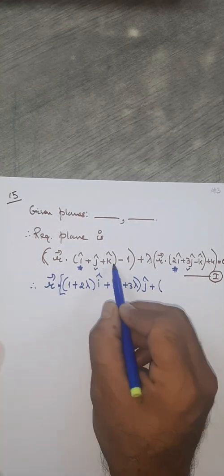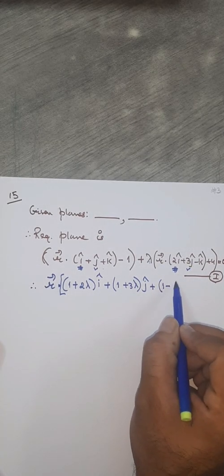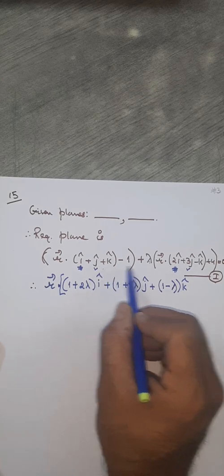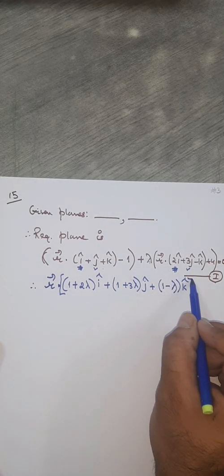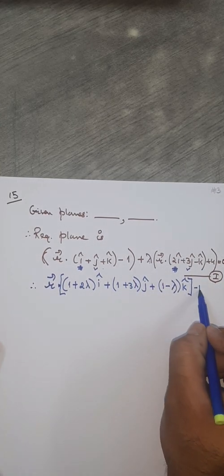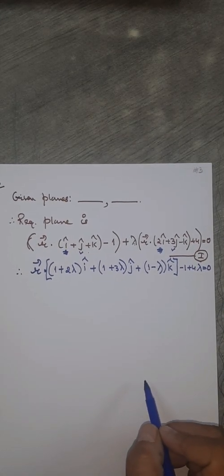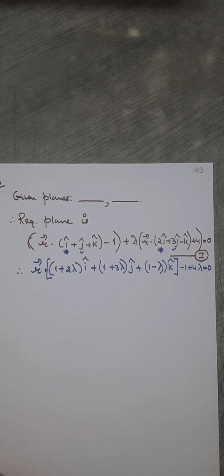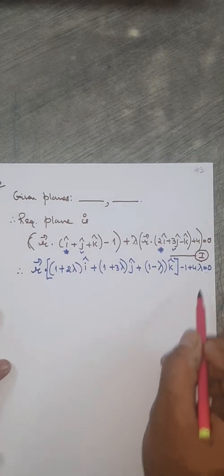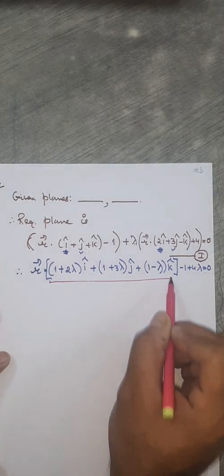Plus, what about this? Here 1, this lambda will be inside this. So 1 minus lambda into k cap here. This is 1 from here minus lambda from here. Minus here minus 1 and this is plus 4 lambda. Minus 1 plus 4 lambda equals 0. Okay. So in which form is it? You can see it is r dot n plus d equals 0. This is a constant. So now this is the normal to the given plane here.